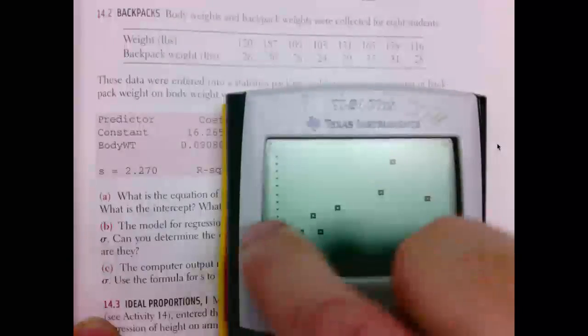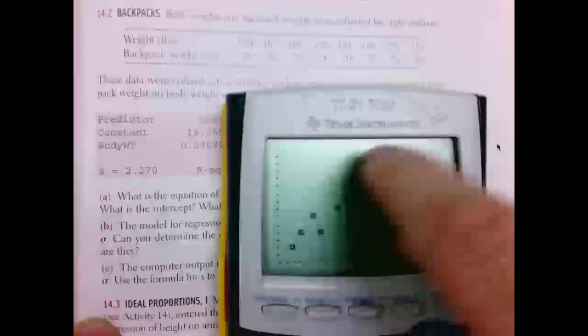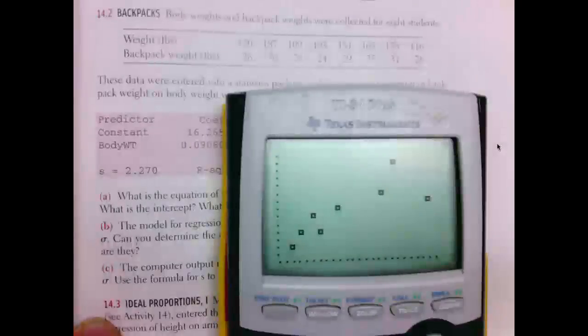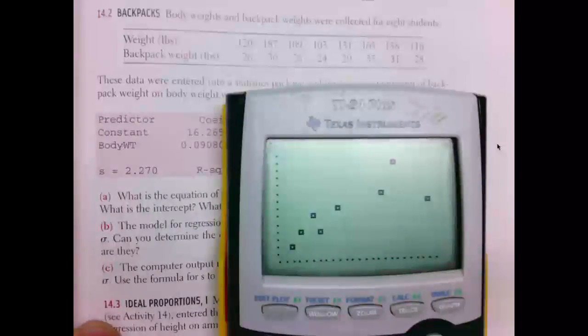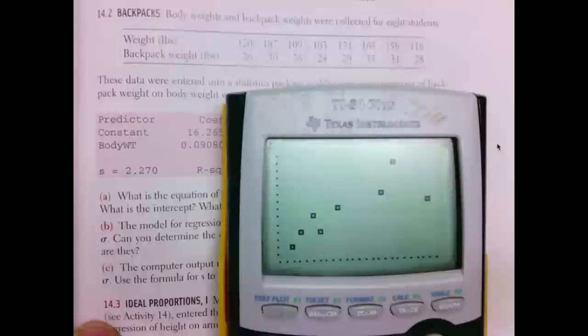Form, the form appears to be linear. And strength, I'd say this is a moderate to strong relationship. In a little while we may see our correlation r to quantify our strength. Alright, direction, outlier, form, strength: positive, linear, and moderate strength. Okay.